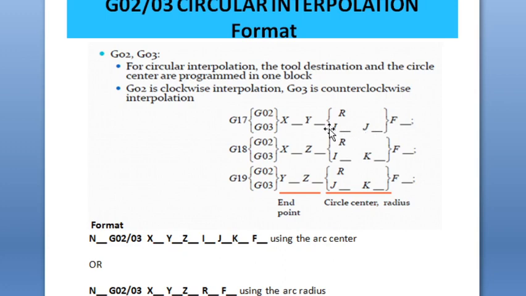For providing the center of the arc in X and Y, the center of the arc is defined by I and J. Instead of providing the center of the arc, we can give the radius of the arc directly. The radius of the arc replaces the I and J coordinates. X, Y is the endpoint of the arc, and then the circle center or radius, I J or R. There are two formats used in circular interpolation.